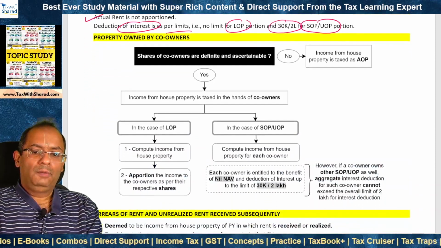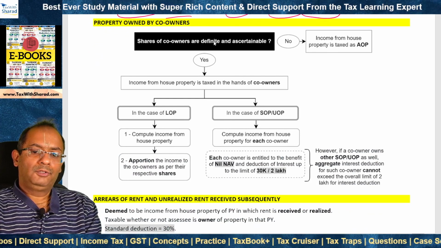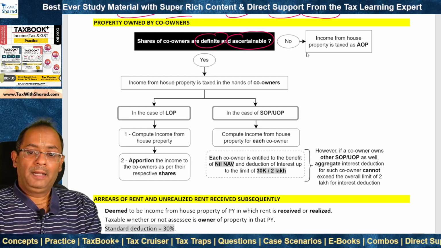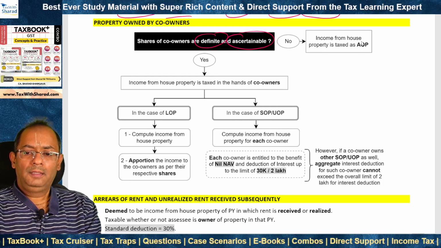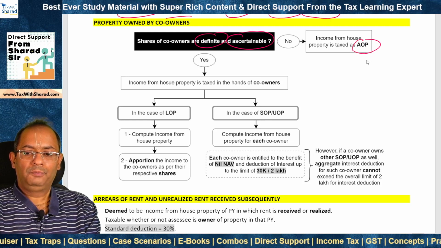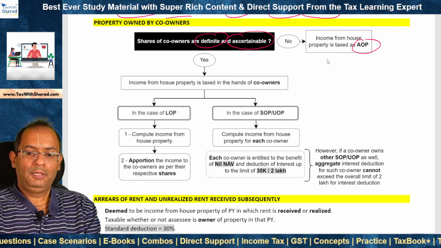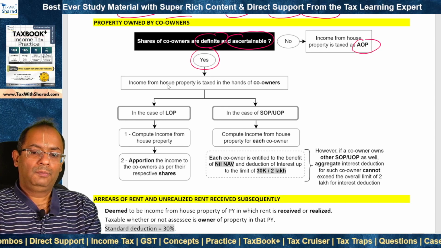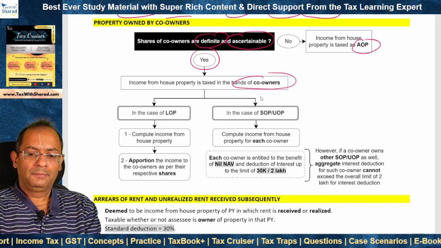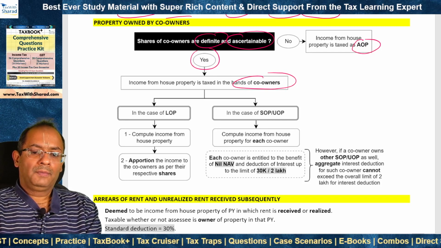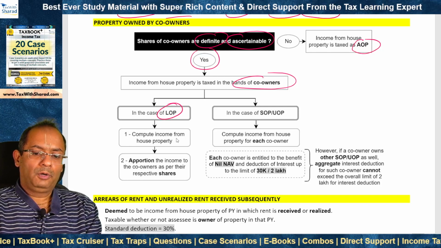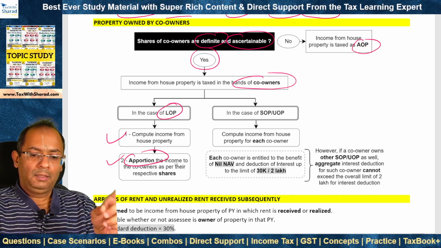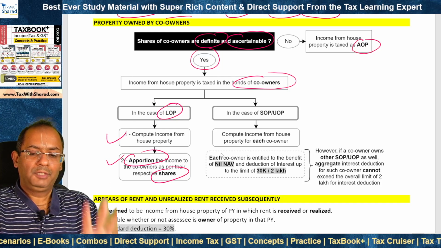Sometimes the property may be owned by co-owners. It depends on whether the share of co-owners is definite and ascertainable. If that is not the case, that means their classification will be as an association of persons and income from house property will be taxable accordingly. But if their shares are definite and ascertainable, then income from house property will be taxable in the hands of co-owners. And it depends on the nature of the property. If the property is LOP, let out property, then first we compute income from the house property and then we apportion the income to the co-owners as per their respective shares.